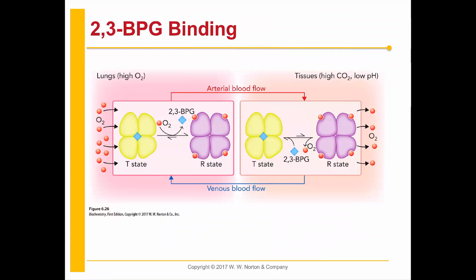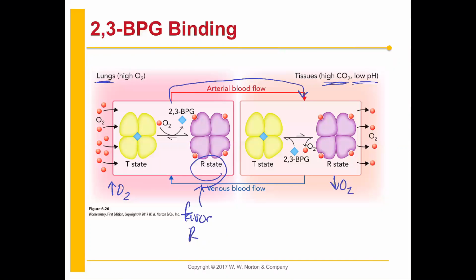So when we look at this, here's our example. We're in the lungs, right? And we have high O2 concentrations. If you have high O2 concentrations, what are you going to do? You're going to favor the R state. Now, we take our blood and we go through all of our arteries and we get to our tissues. And when we get to our tissues, what's going to happen? We have high CO2 and we have low pH. Oh, and we're going to drop off our oxygen. So now we're in a low O2 state. We're going to favor the T state. And then we're going to return our blood back to the lungs, and the cycle's going to start all over again, right? So this is really cool.